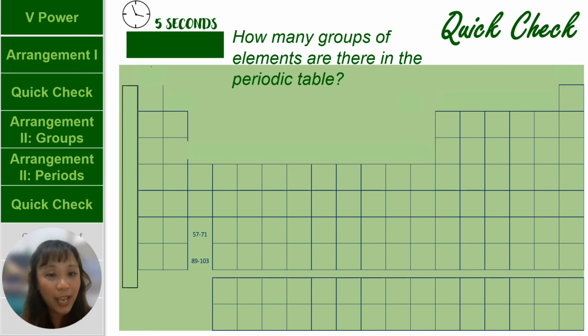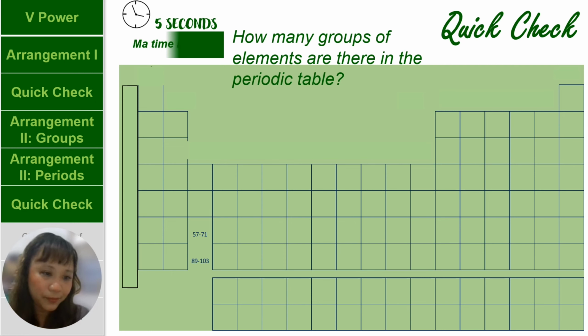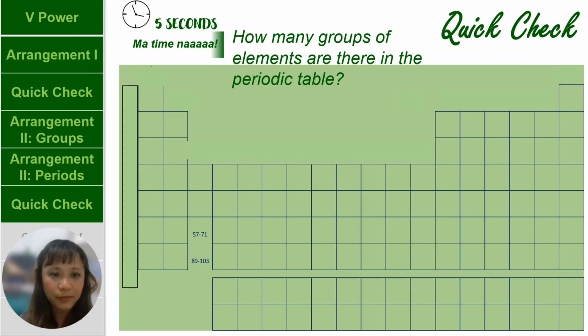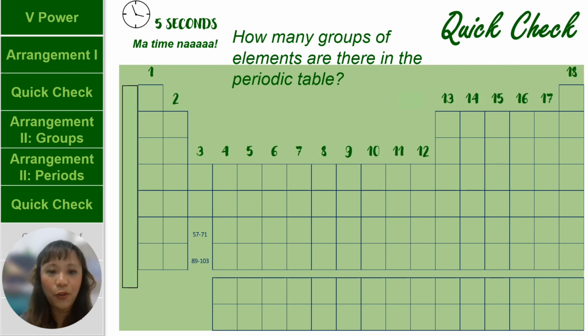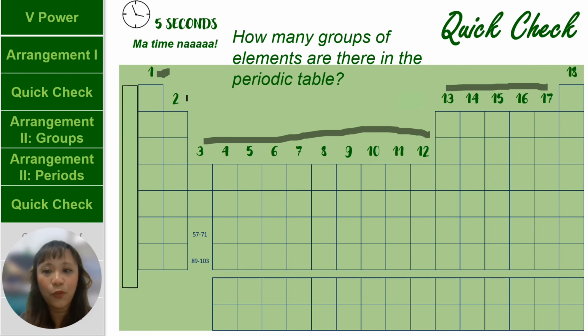Here's a quick check. I'm going to give you 5 seconds to answer how many groups of elements are there in the periodic table. Timer starts now. Let's see. There's 1, 2, 3, 4, 5, 6 until 18. So, adiklas ang number sa babaw ha. 1, 2, then 3 all the way to 12, 13 to 17, adidiri, and then of course 18.